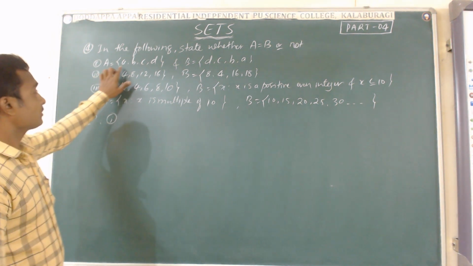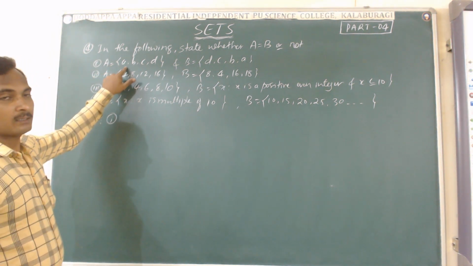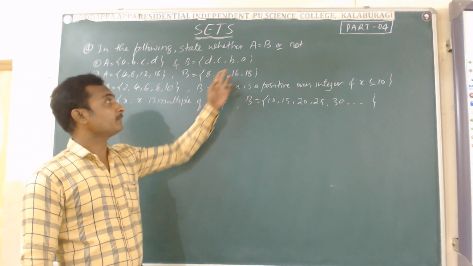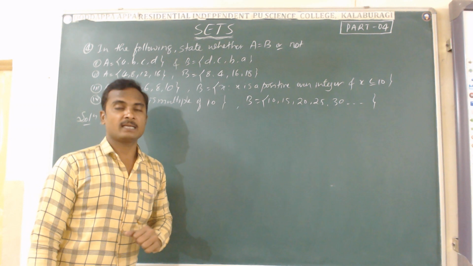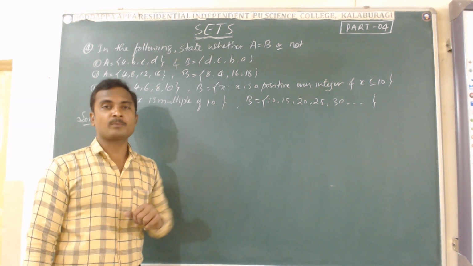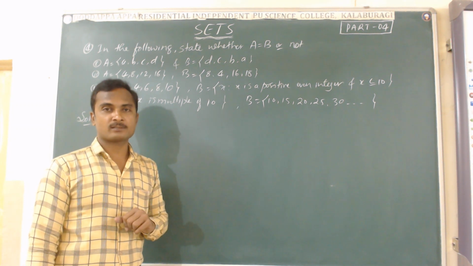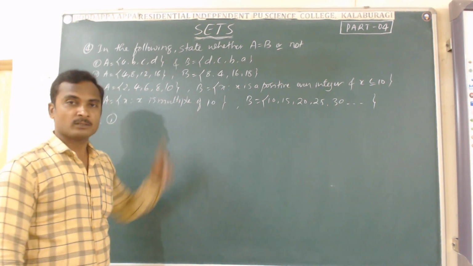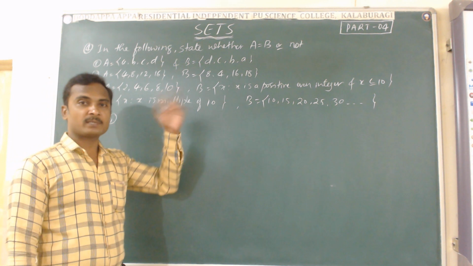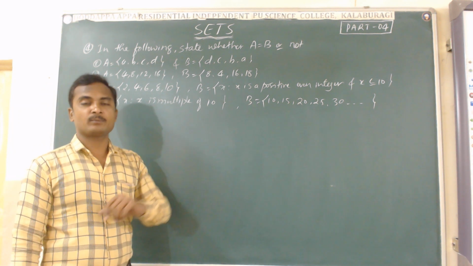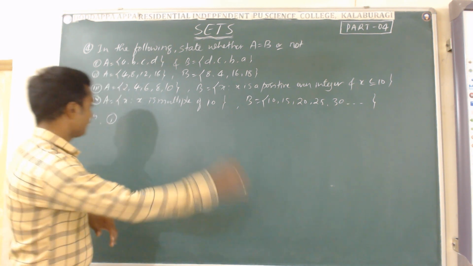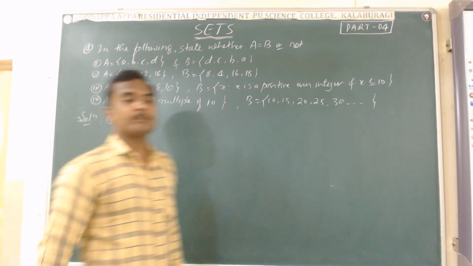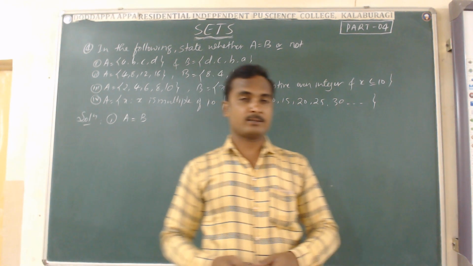The set A equals the letters A, B, C, D. And the set B equals D, C, B, A. You can observe both the sets. Both the sets have the same elements. A is present in both the sets, B is present in both the sets, C is present in both the sets, and D is present in both the sets. Therefore, clearly the first one is A equals B, because A and B sets have exactly the same elements.